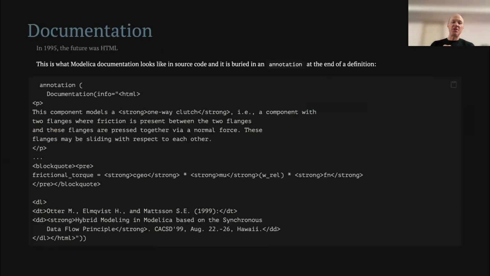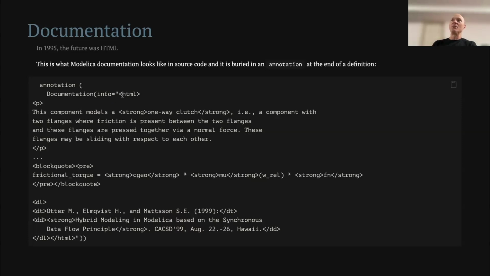All right. So now I'm going to change topics and talk about documentation. So in the Modelica world, documentation is handled by embedding it in an annotation. And this is a real example from the Modelica Standard Library of some documentation. And again, in 1995, this is actually a very forward-looking view of things, to have HTML and to be able to generate HTML. And to this day, most Modelica tools actually do a really nice job of generating nice documentation that's very easy to browse and has hyperlinks and all that stuff.